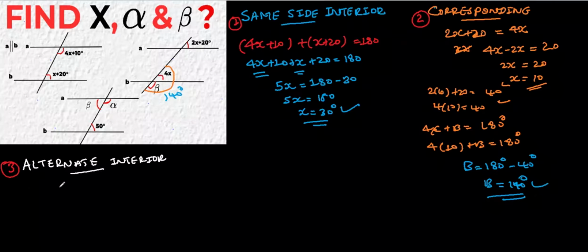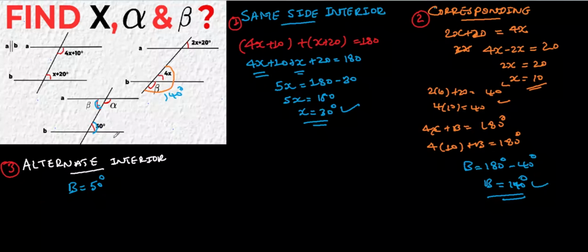The third one, we call them alternate interior angles. Alternate interior angles means this angle is equal to beta, and alpha is equal to the one on the other side. Since they are alternate interior angles, inside these two lines, they are equal. So beta is equal to 50 degrees.